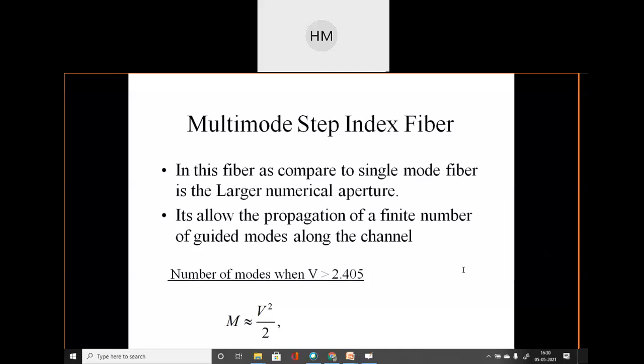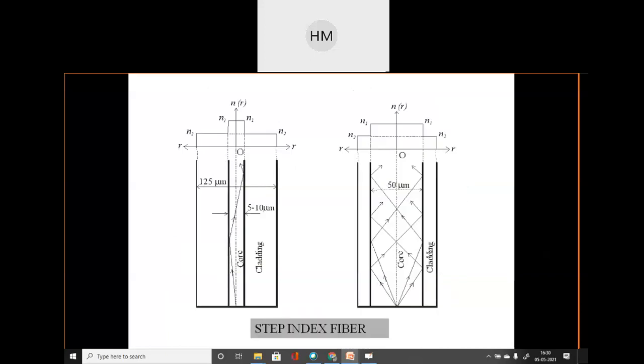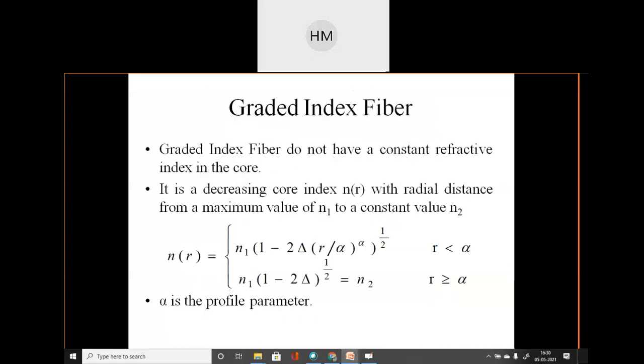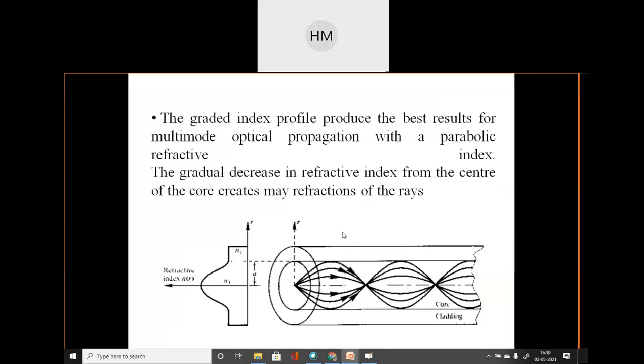So this is right. Okay. So M is equal to V square by 2. Then these diagrams we have seen, step index fiber we have seen, graded index fiber profile we have seen. Okay, you have written all the equations. This diagram you have drawn in your copy.